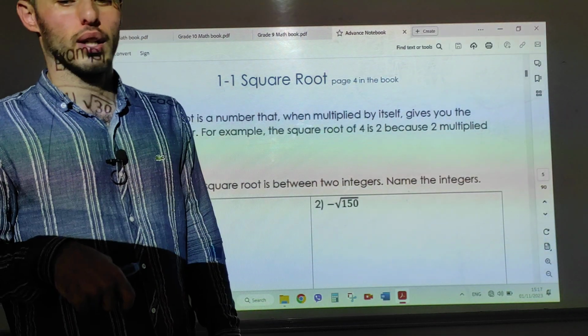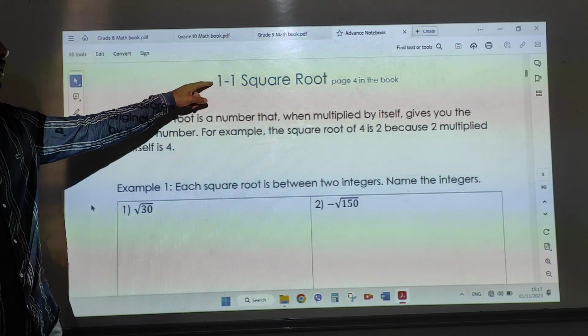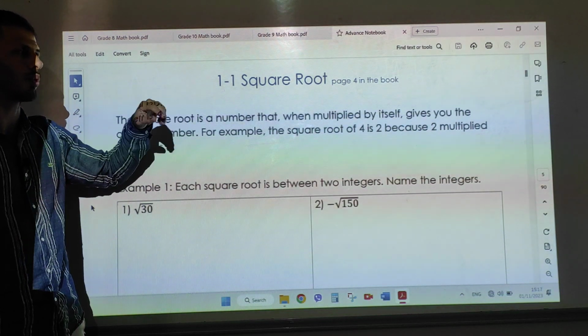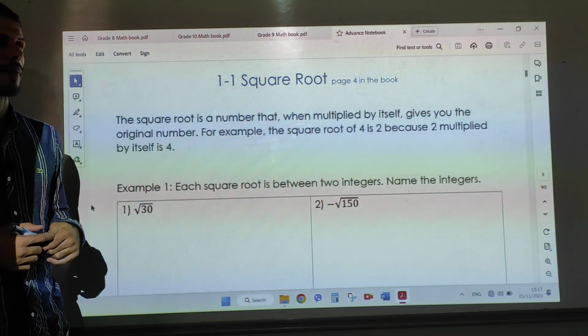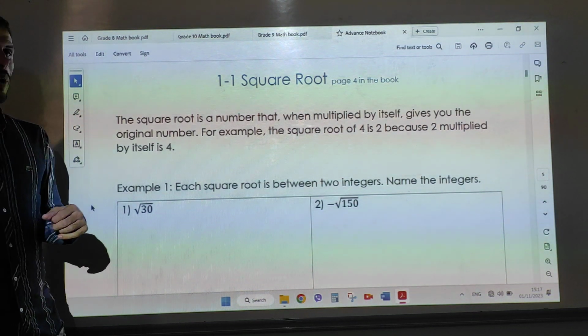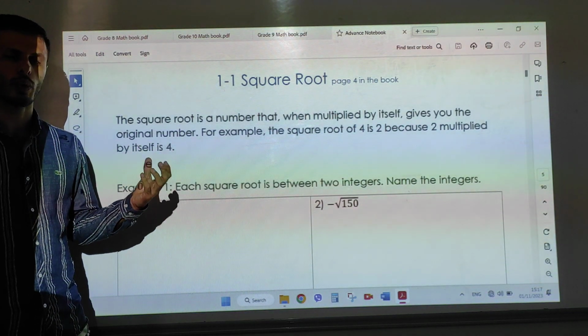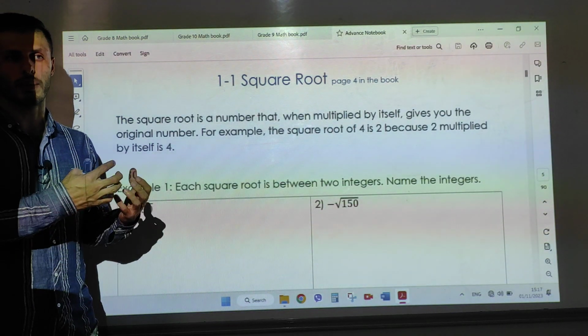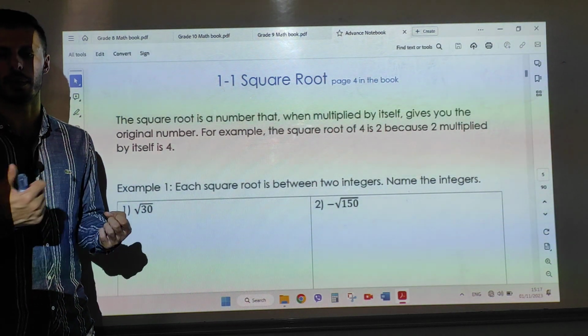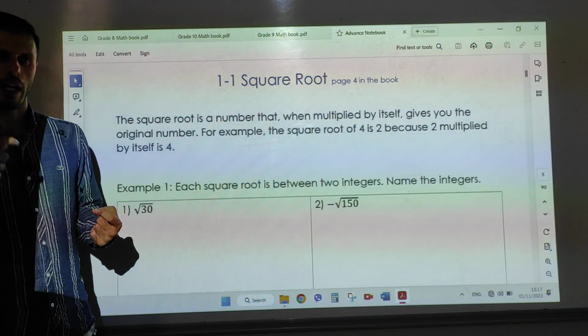Hi everyone. In this video for grade 9 we have 1.1, chapter 1 section 1, which is about square roots. It's on page 4 of the book. At first, we know that by square we mean perfect squares. We mean those numbers where, when we multiply any number by itself, we get a result.